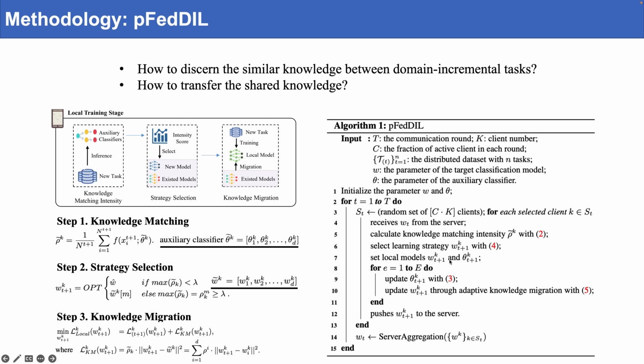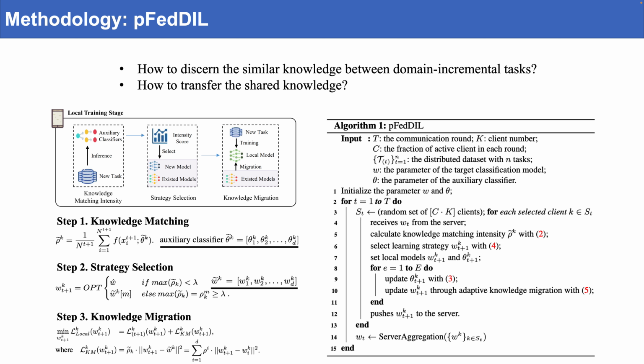Next is the strategy selection. After acquiring the knowledge matching intensity in step 1, the client can select the appropriate incremental task learning strategy. An intuition is that the client will prefer to train with previous personalized local models when the knowledge matching intensity exceeds the lambda, which means a high-level similarity between the new task and the previous tasks, so that the model can converge on the new task with slight adjustments. Besides, the client will sacrifice some storage by training the new task with the new initial model parameters to ensure accuracy for both the new task and the previous tasks.